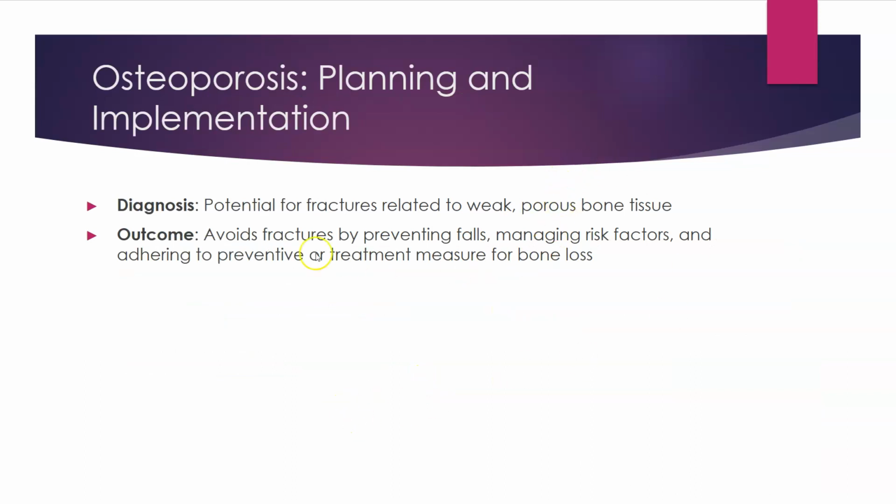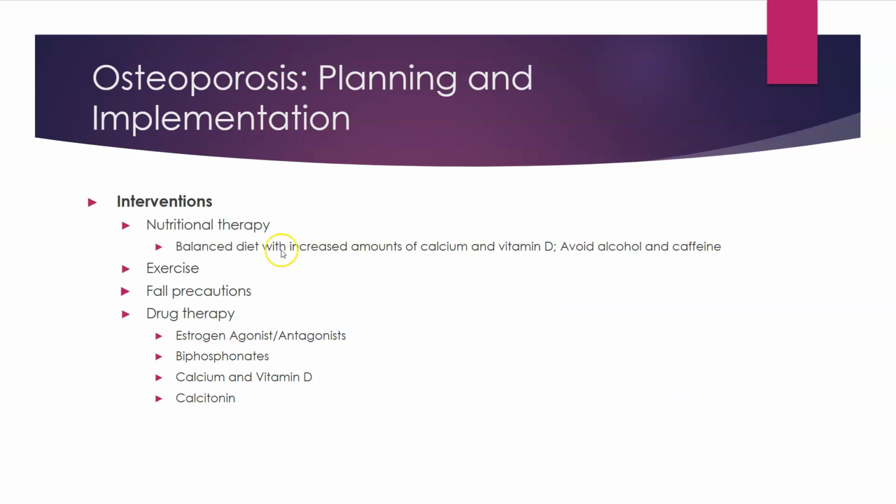So planning and implementation, so potential for fractures related to weak porous bone tissue, so we want to try to avoid falls, manage risk factors for falls, and then of course increase bone density. We've got different medications that we can provide for this, and increasing calcium and vitamin D in their diet. So, like I said, nutritional therapy, looking at calcium, vitamin D, avoiding alcohol and caffeine as much as possible. Exercise, especially some weight-bearing exercise, will increase bone density. We're looking at fall precautions, of course, and then, like I said, drug therapy.